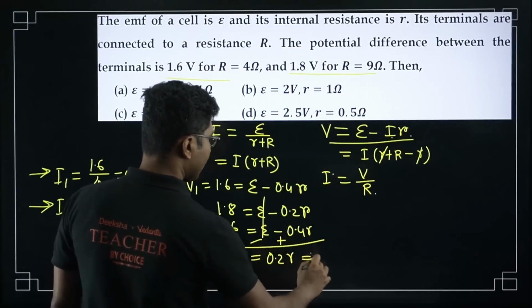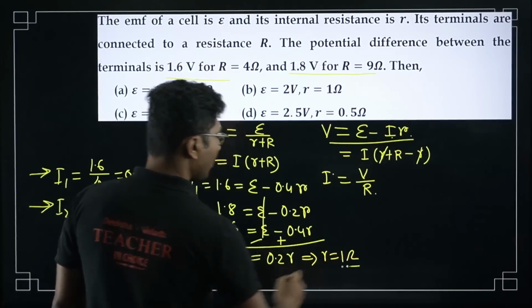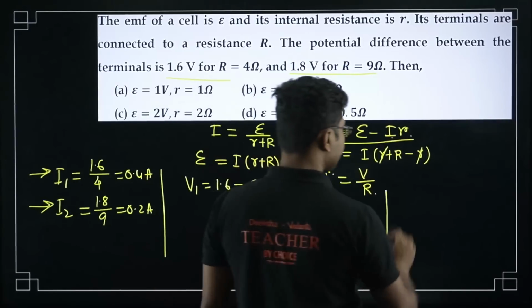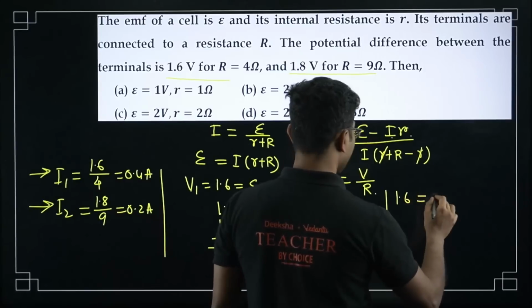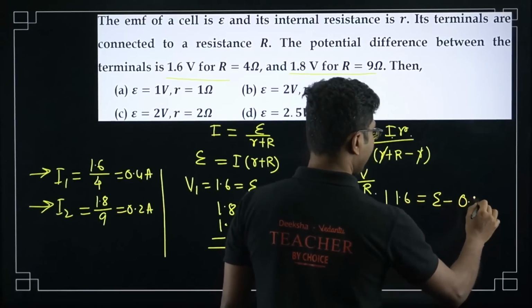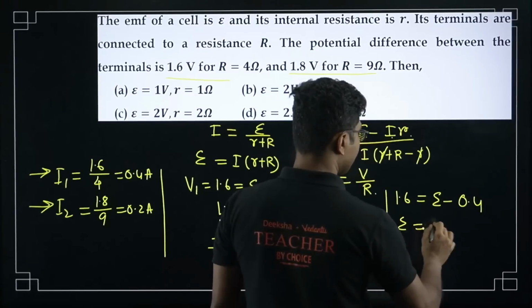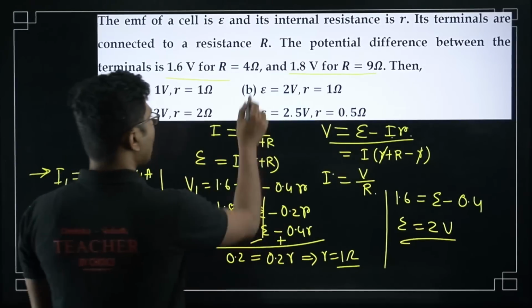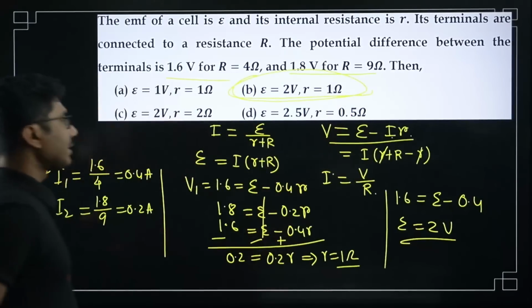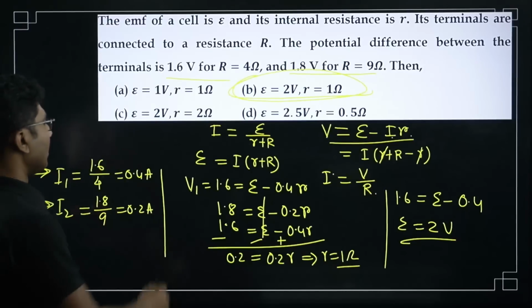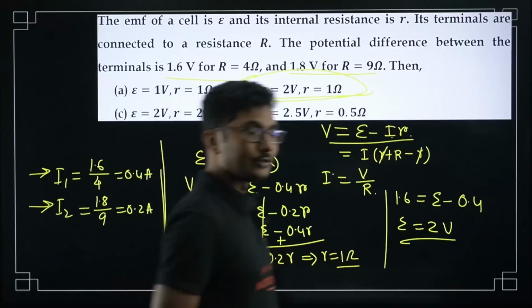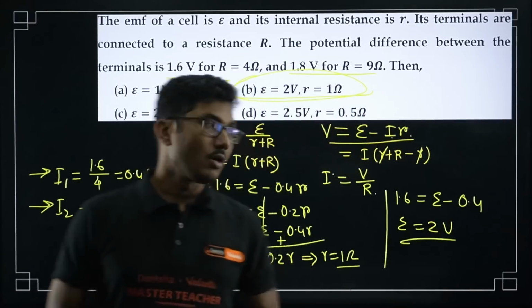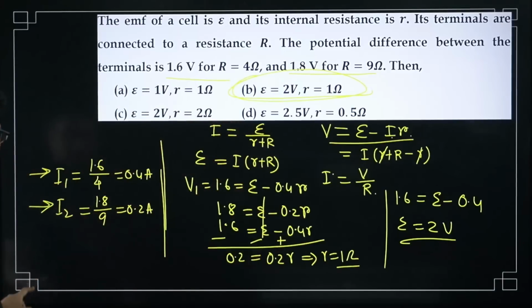So from here we get r equals 1 ohm. Okay, if you get r equal to 1 ohm, you put that in this equation. So 1.6 equals epsilon minus 0.4, that is epsilon equals 2 volt. Okay, so epsilon is 2 volt, r is 1 ohm. Correct answer is option B. Okay, do not try to guess the answer by randomly choosing the values. That will take very long. Rather, you can skip this question if you are not confident, or use the step-by-step process to solve it.